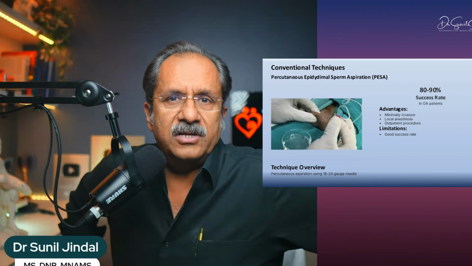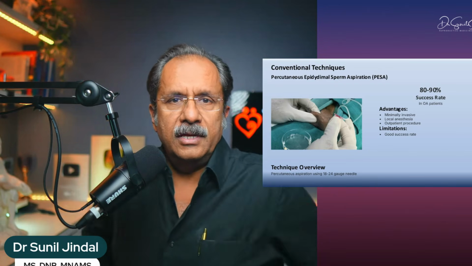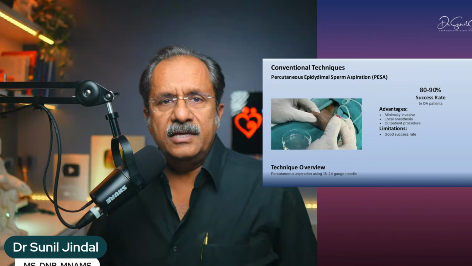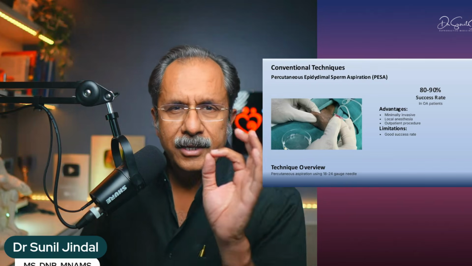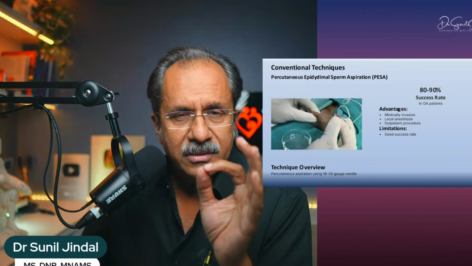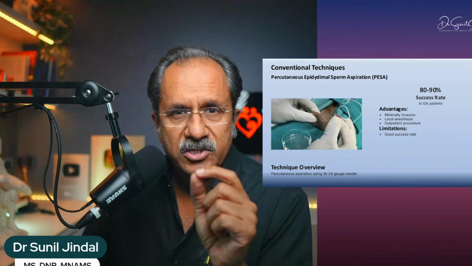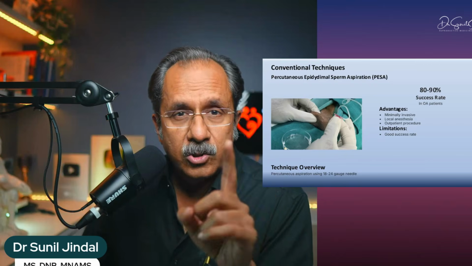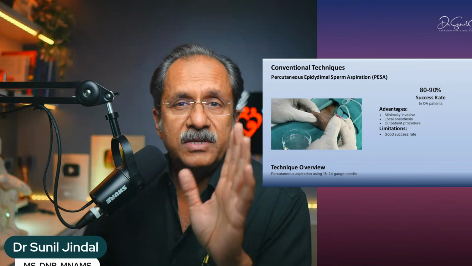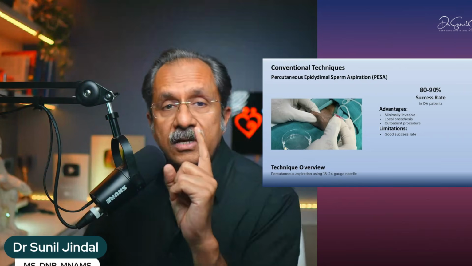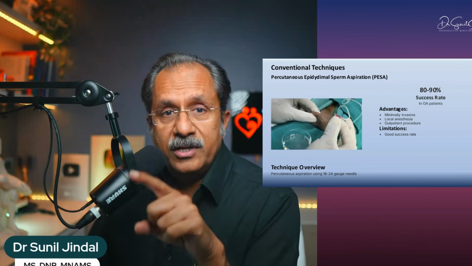The conventional technique, which is very common, is what we know as a PISA. PISA is when we put a needle into the epididymis, make a suction, take out the sperm which is there, and use it to give an ICSI. This is PISA, percutaneous. And up to 90% success is there in getting sperms. But let me show you this video first.